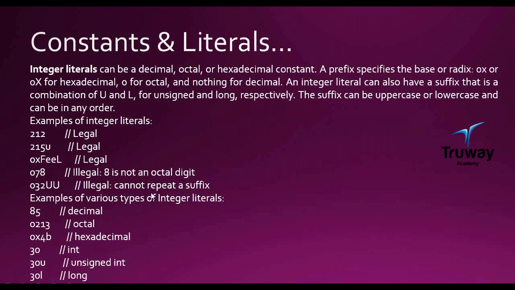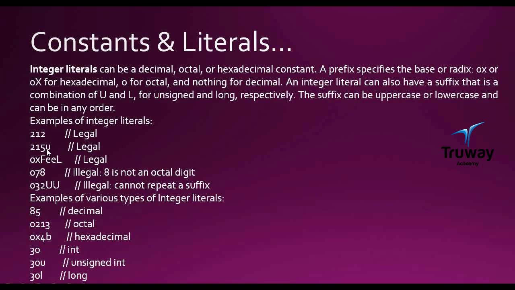These are all different types of constants that we create in C language. You can see these are all integer types, and these are all floating point types. So integer is like 212. It's a legal constant, just a number. Constant means you are writing the value literally. You don't have any variable where you're storing it.